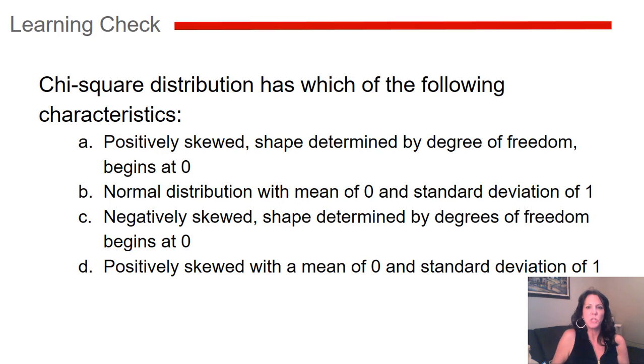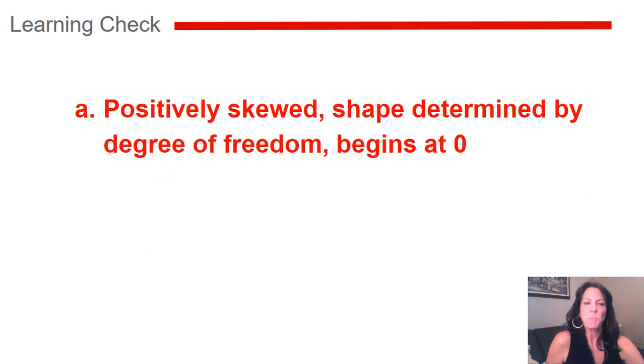Chi-square distribution has which of the following characteristics? Take a moment, pause the computer if you need to. It is positively skewed. Its shape is determined by the degrees of freedom, and it begins at 0.